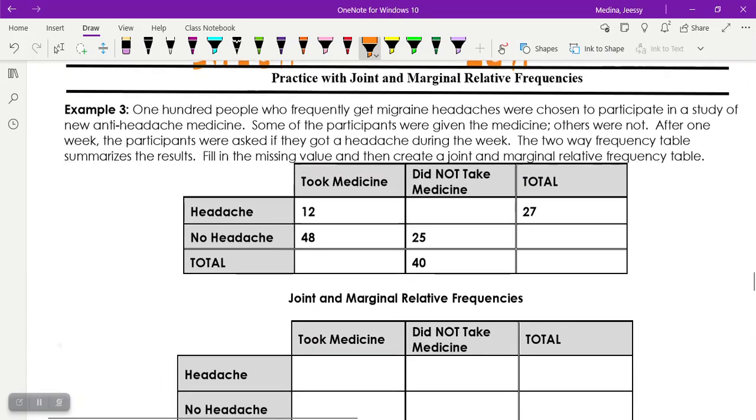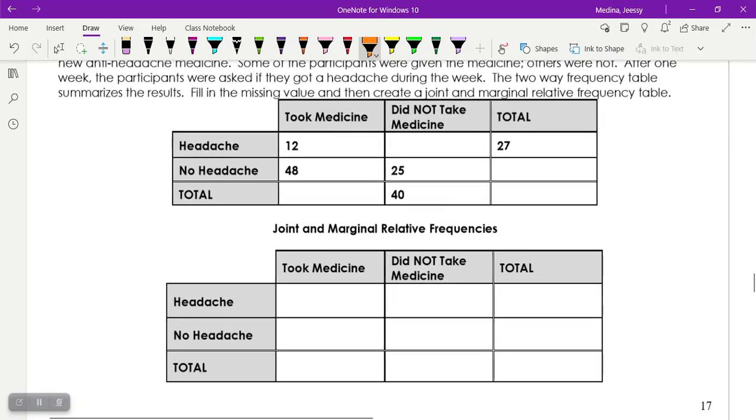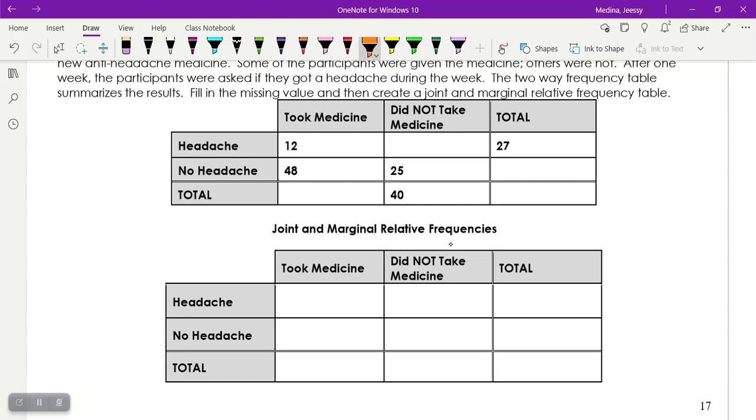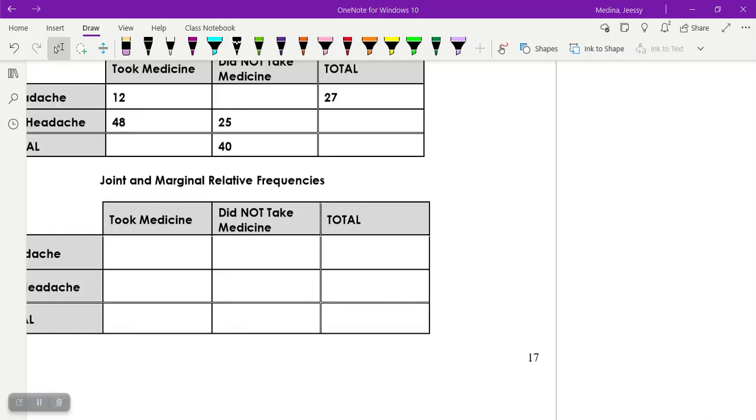All right, so do me a favor right now. Find the missing numbers and then create the relative frequency table. All right, now what you're going to do is make sure that your answers are correct. I'm going to go through this very quickly. That one should be a 60.